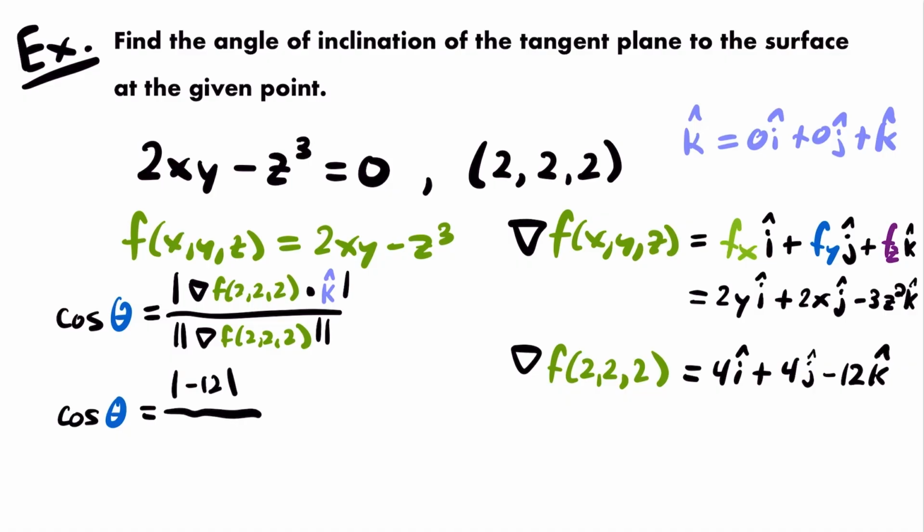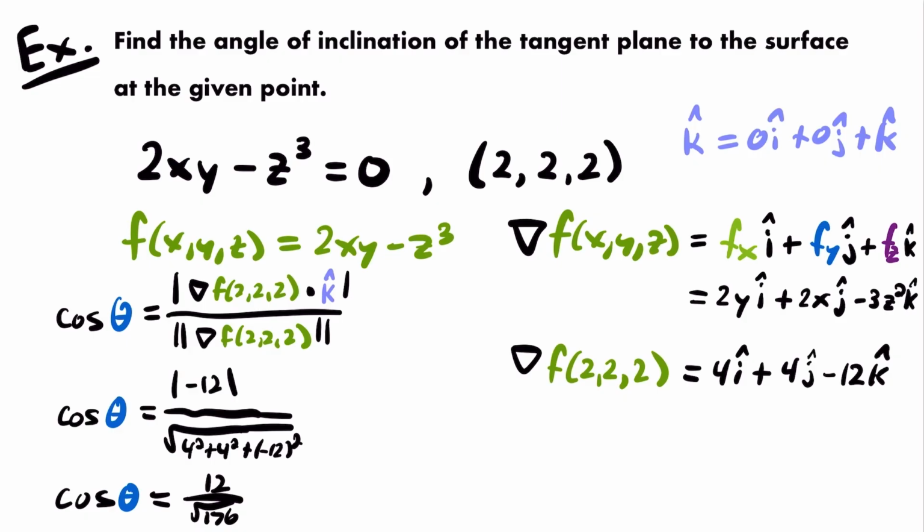And then in the denominator, we'll have the square root of the sum of the components of this gradient vector squared. That will be the magnitude of that vector. So we have 4 squared plus 4 squared plus negative 12 squared. Okay, so we get cosine theta is equal to positive 12 divided by the square root of 16 plus 16 plus 144, which altogether will give you the square root of 176.